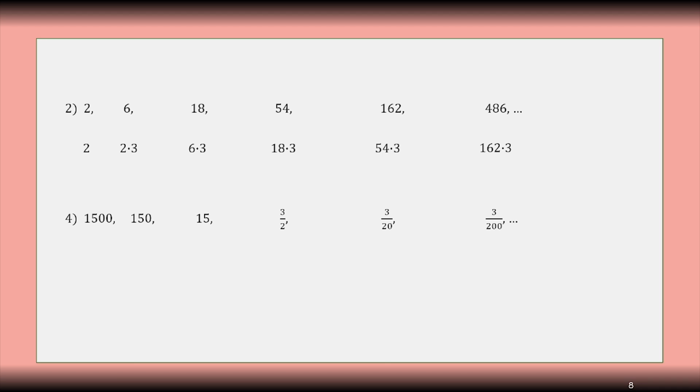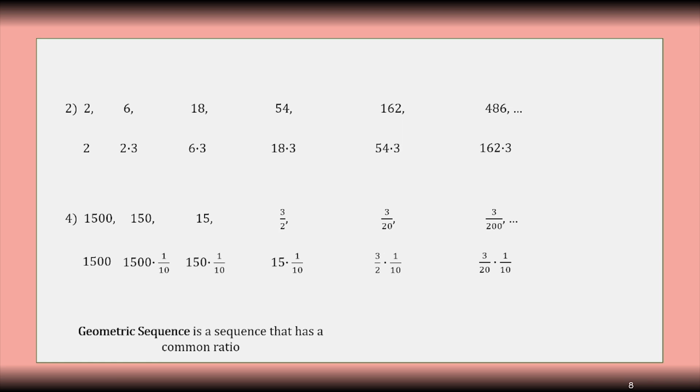Now, how about number 4? So, yung first term natin is 1,500. Then, yung second term natin, nag-multiply tayo ng 1 over 10. Yung third term natin, nag-multiply din tayo ng 1 over 10 para makuha yung 15. Then, yung fourth term, nag-multiply tayo ng 1 over 10 din. So, makikita natin na lahat ay pinag-multiply ng 1 over 10. So, this is related to our next lesson, which is the geometric sequence.